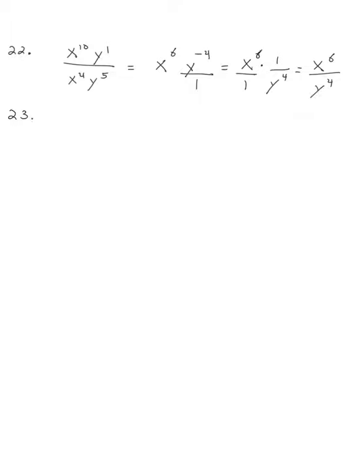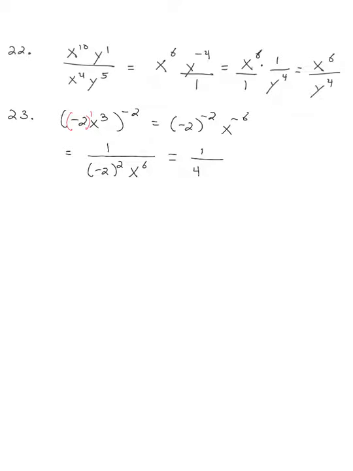For 23, we get negative 2x cubed to the negative 2. Again, want to be really careful here and note that this is negative 2 to the 1st. When I multiply that negative 2 exponent, I get negative 2 to the negative 2, and I get x to the negative 6th. I'm going to make both of these exponents positive by putting them in the denominator. The last thing to do is square negative 2, and that's positive 4. So I get 1 over 4 times x to the 6th.